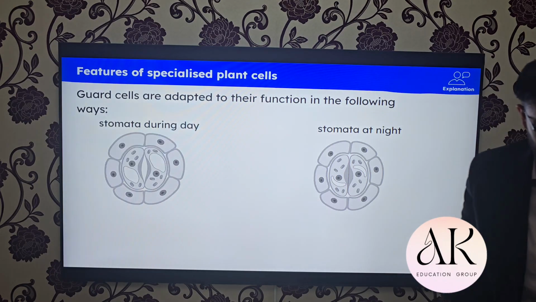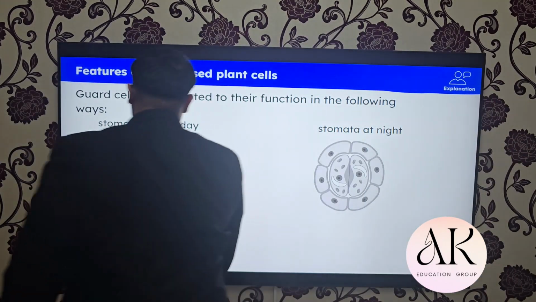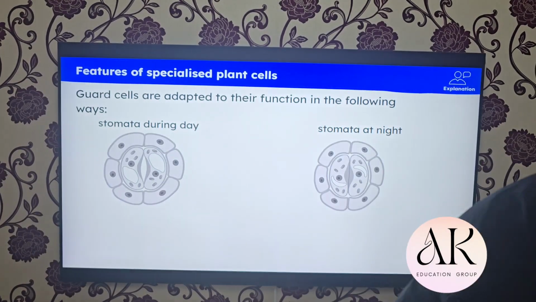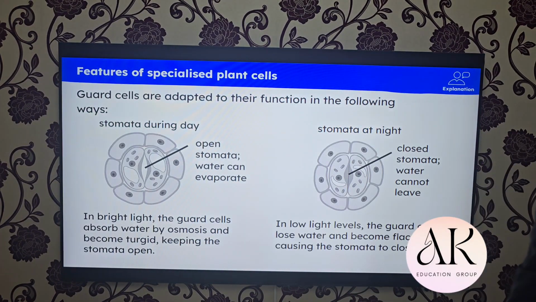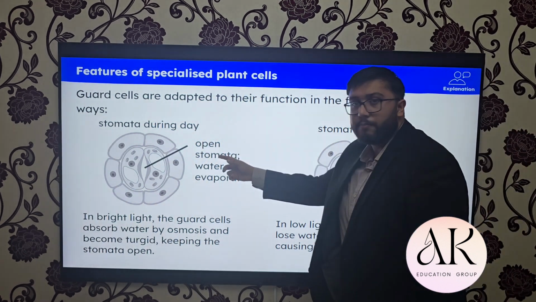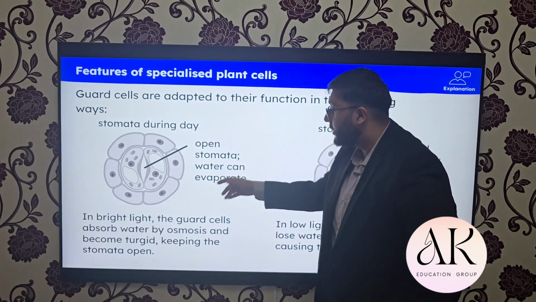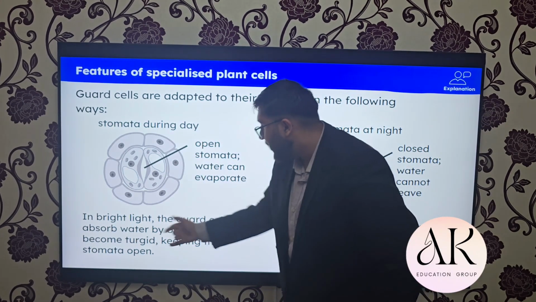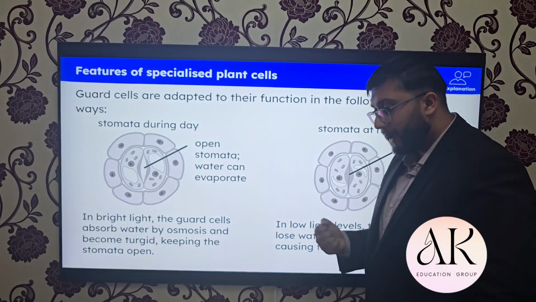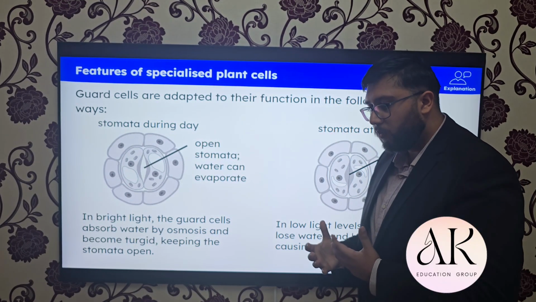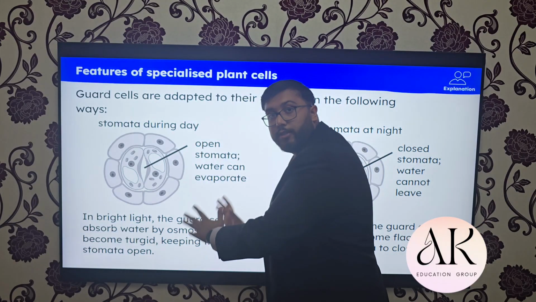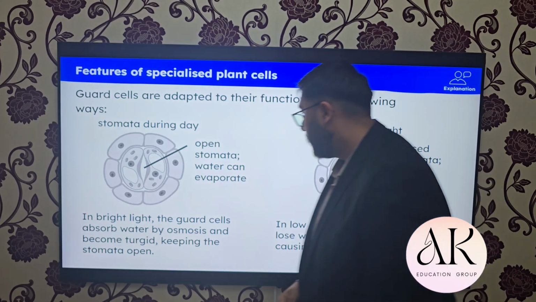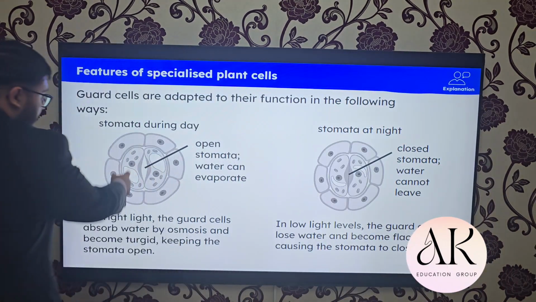Right, your guard cells. So, your guard cells now are open during the day, right? And they're closed during the night. Okay? So, why are they open? So the stomata are open so the water can evaporate. And then in bright light, the guard cells absorb water by osmosis. Any sort of transport of water, think osmosis, okay? Think osmosis. Now, what this allows the cell to become is turgid, which keeps the stomata open during the day.